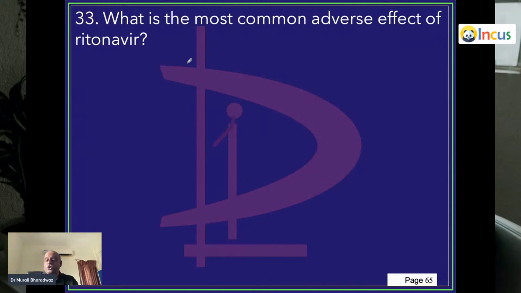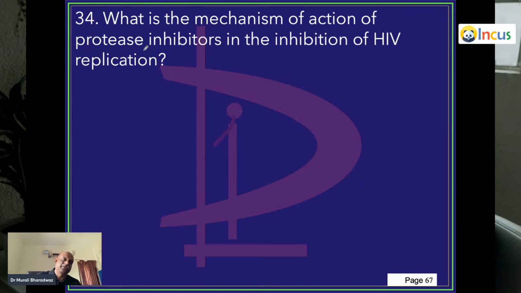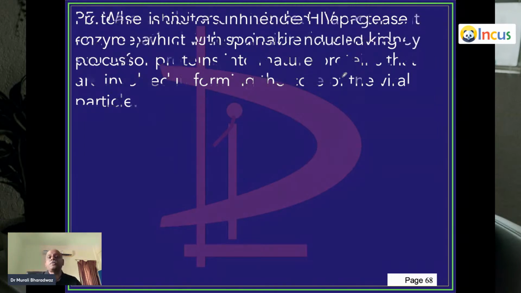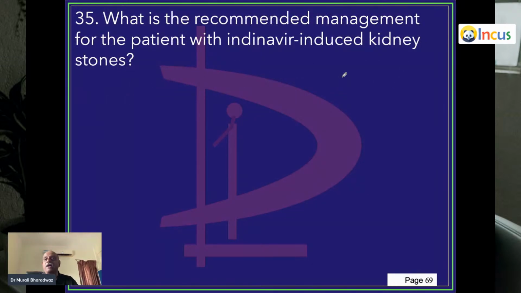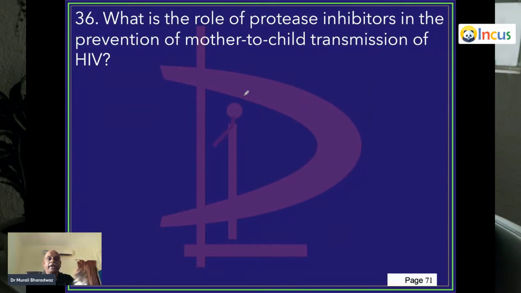What is the most common side effect of ritonavir? Ritonavir, GI discomfort. What is the action of protease inhibitors in inhibition of HIV replication? As we said earlier, protease cleaves the precursor proteins into mature proteins. That is being prevented. For indinavir-induced kidney stones, what is the recommended management, doctor? Increase fluid intake, and sometimes you need to discontinue the drug if the stones are developing. It does not mean it happens in every patient, but whenever it is there, you need to be watchful.